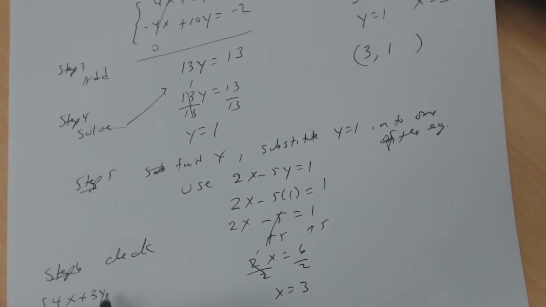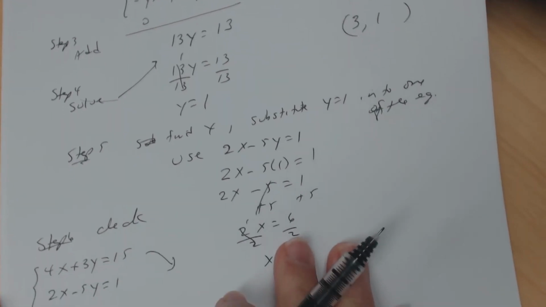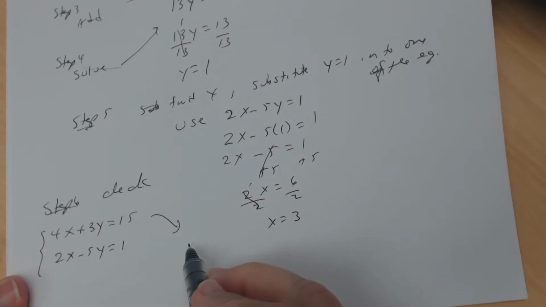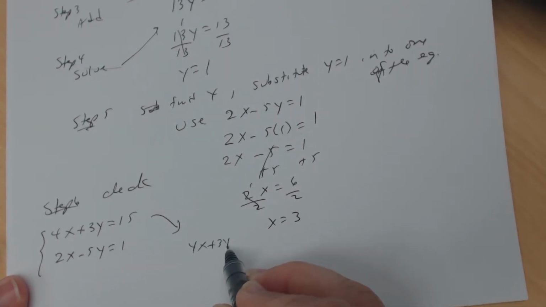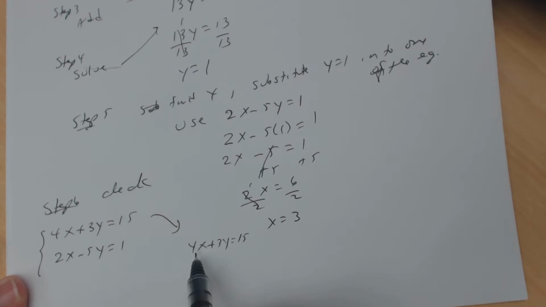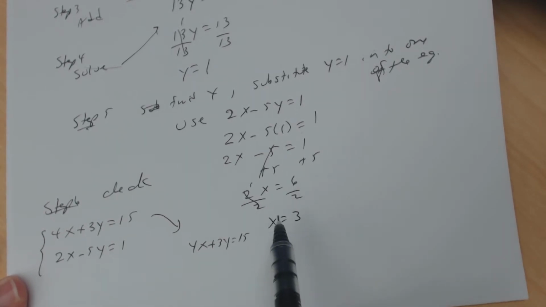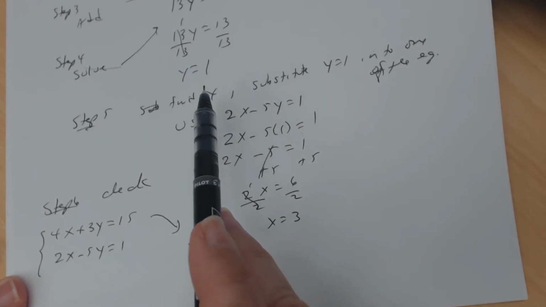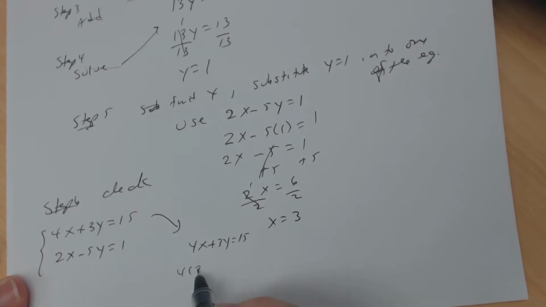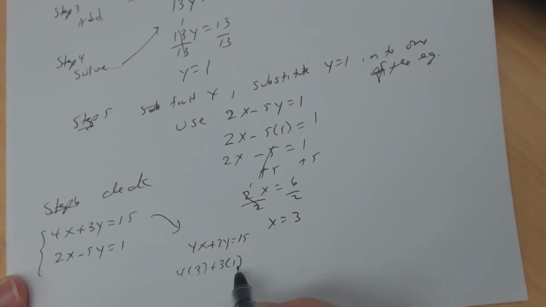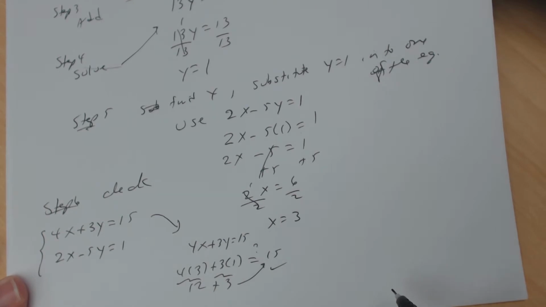4x plus 3y equal 15. 2x minus 5y equal 1. So let's check the first equation. 4x plus 3y equal 15. In place of x, I plug in 3. In place of y, I'll plug in 1. So 4 times 3 plus 3 times 1. And the question is, is that equal to 15? Well, that's 12. That's 3. And so, yes, that is equal to 15.